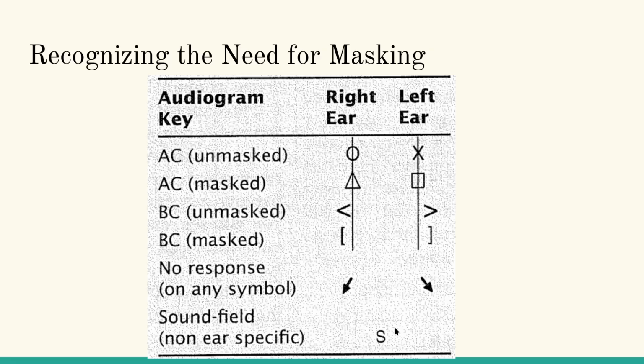This is going to be mainly if you're doing VRA, visual reinforcement audiometry, in pediatrics between 6 months and 2 years of age, and you can't use headphones because the patient won't tolerate headphones. You may use an S to represent sound field responses, which are not ear specific.